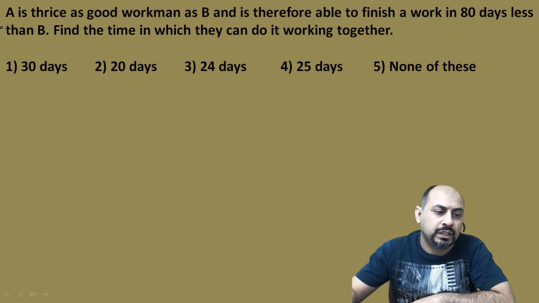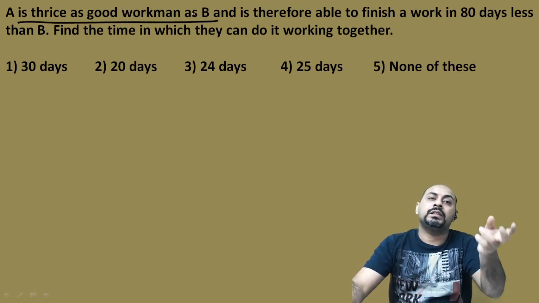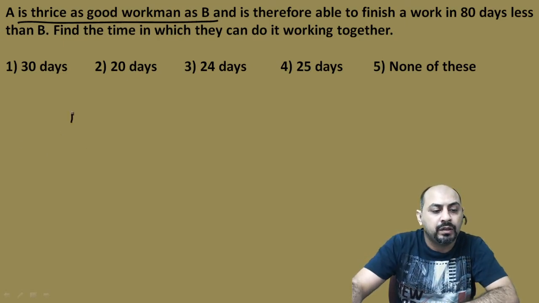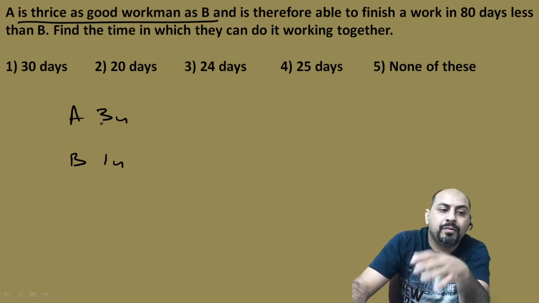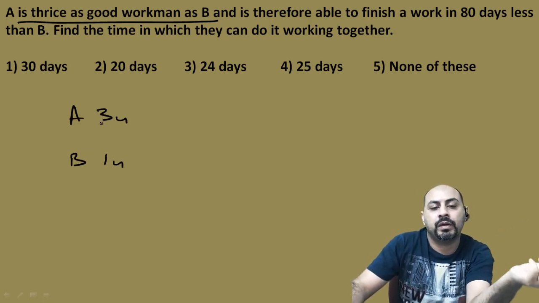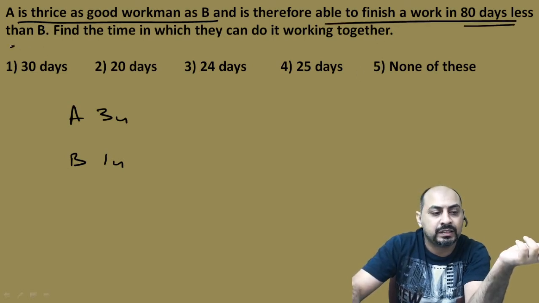See again, it says A is thrice as good a workman as B. The moment it says A is thrice as good a workman as B, it means that if B puts in 1 unit of work, A would be putting in 3 units of work. Why? Because A is thrice as good a workman as B and is therefore able to finish the work in 80 days less than B.